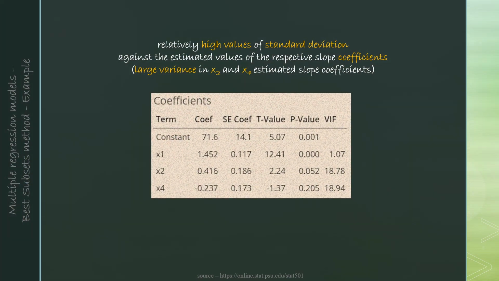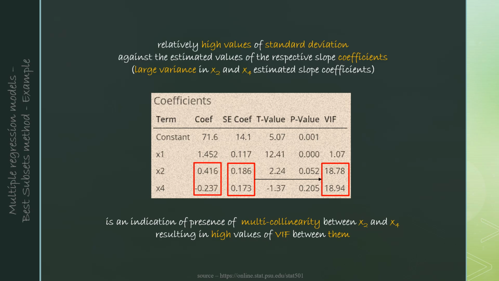We get to see relatively high values of standard deviation against the estimated values of the respective slope coefficients. Large variance in x2 and x4's estimated slope coefficients is an indication of the presence of multicollinearity, as it is called, between x2 and x4, resulting in high values of VIF between them. We will discuss multicollinearity in detail later.